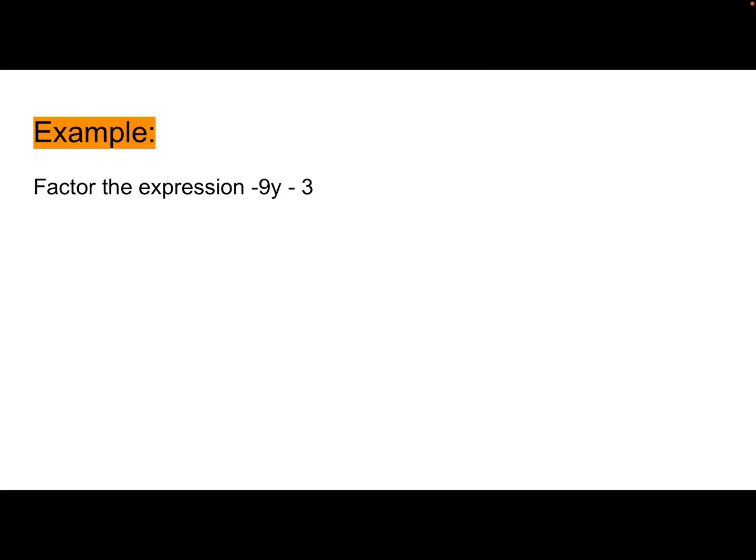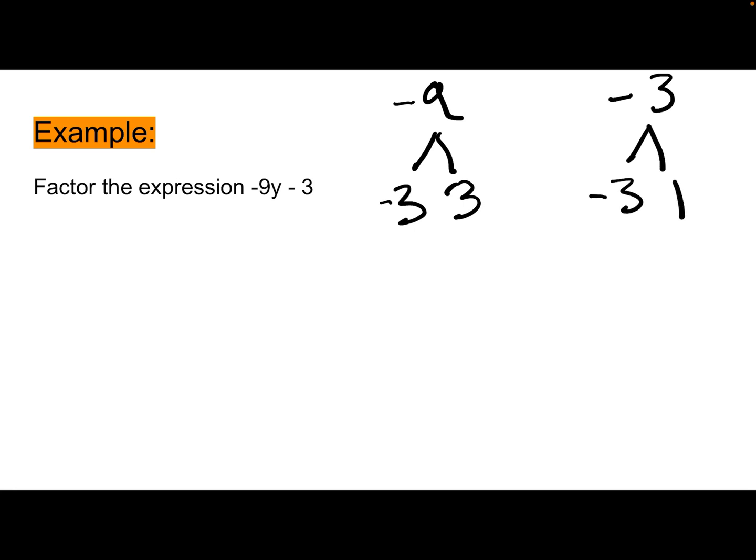All right, another one here. Factor the expression negative 9y minus 3. All right, so we need our GCFs of negative 9 and negative 3. So negative 9 can break down into negative 3 and 3. And negative 3 can break down to negative 3 and 1. So what I'm going to do is factor out this negative 3. So I'm going to put that outside the parentheses.